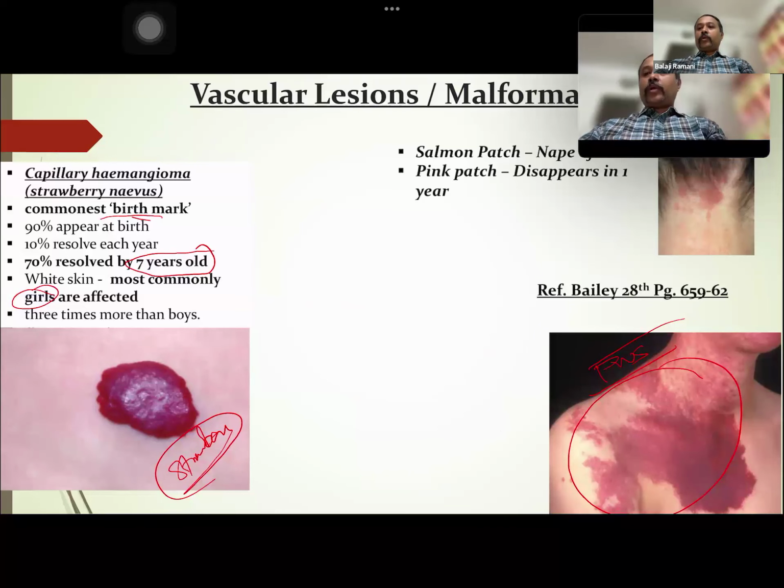And this one, what you have is your salmon patch. The salmon is a fish which is pink in color, for people who are familiar with that. So the salmon pink color appearance in the nape of the neck usually will also disappear by 1 year.